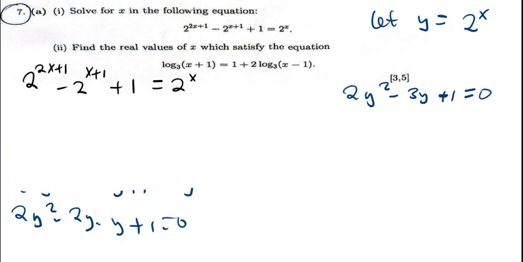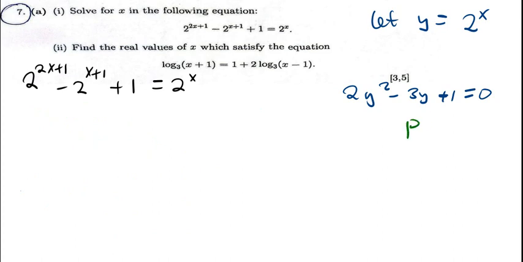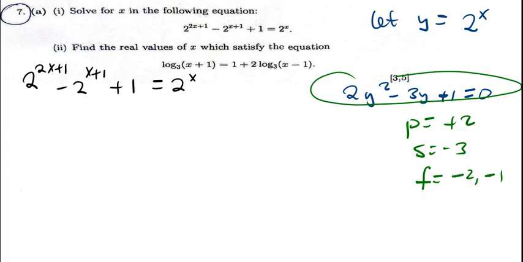That's a quadratic equation, so the product is 2 times 1, positive 2, the sum negative 3. The factors will be negative 2 and negative 1, so that negative 2 times negative 1 will definitely give me positive 2, and negative 2 minus 1 is negative 3. So this is my quadratic equation.